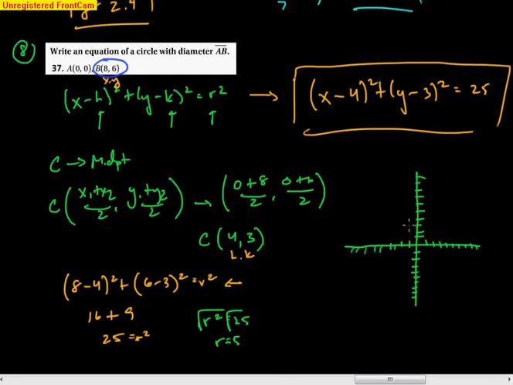So we go 4, 3. So 1, 2, 3, 4, 1, 2, 3. We mark the center. And then we count the radius 5 in all 4 directions. Up. To the right. To the left. And down. And we connect those 4 dots with the best circles of our lives. There we go. And there's that circle graphed.